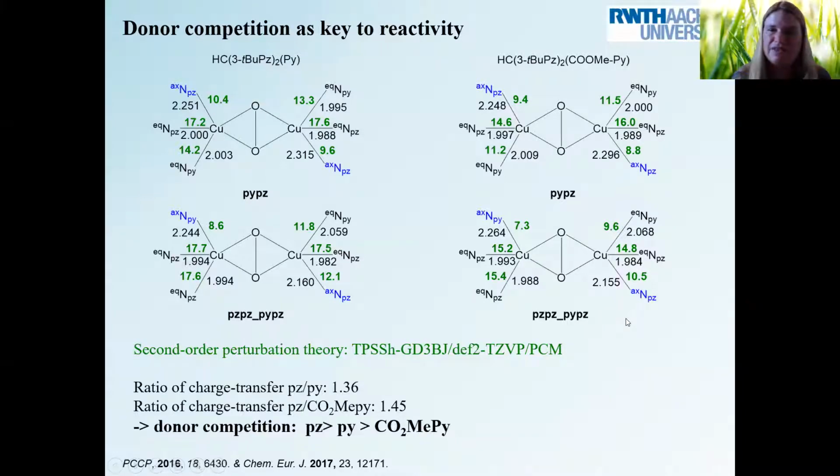So we found in the end that it's good to have a ratio of the charge transfer between the pyrazolyl and the pyridine. And for example, this is 1.36. So the pyridine is 36% weaker than the pyrazolyl, which is significant. I would not talk about it if it's only 5%, but it's more important that this ratio between the different donors is increasing to 1.45 if you compare pyrazolyl towards the new carboxymethyl pyridine, which means within the core donor competition, the pyrazolyl is the strongest, then comes the pyridine, and then the carboxymethyl pyridine.